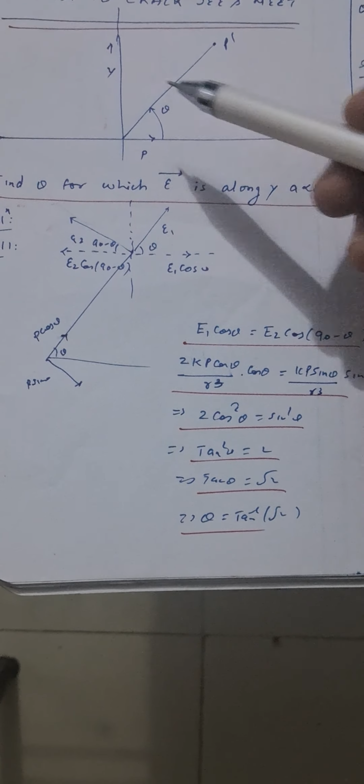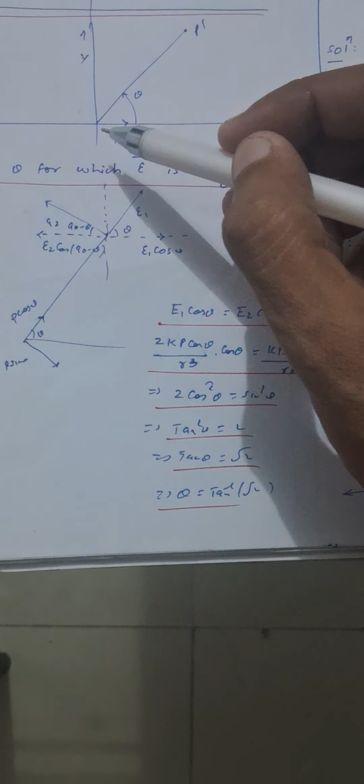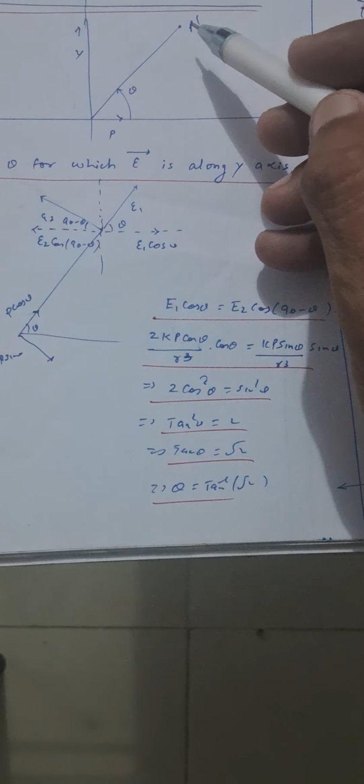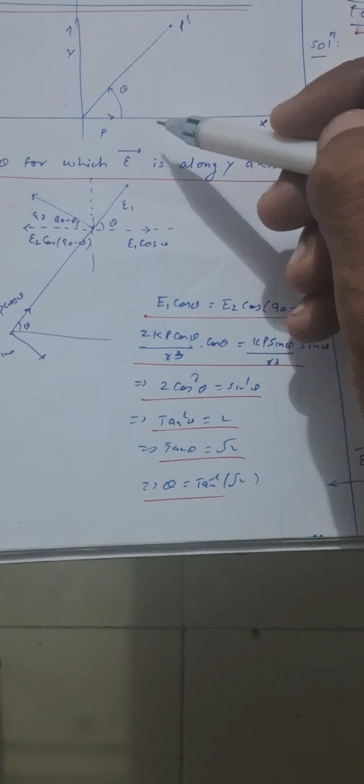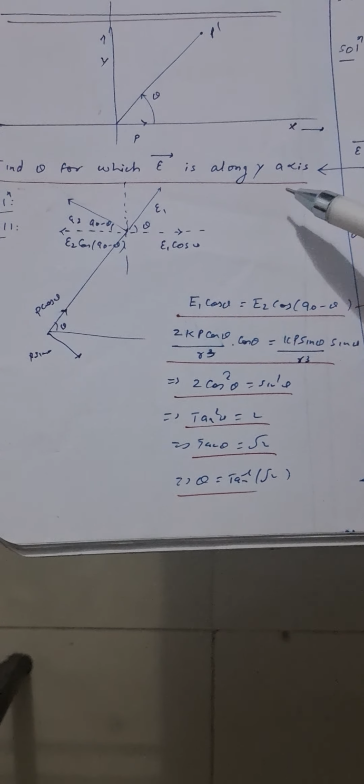Today, I'll discuss a problem based on dipoles. So, here is the x-axis, y-axis. A dipole is placed at the origin, so the dipole moment is along the x-axis, and we take a point P dash, which is at an angle theta with the x-axis. Now, the question is, we need to find theta for which the electric field is along the y-axis.